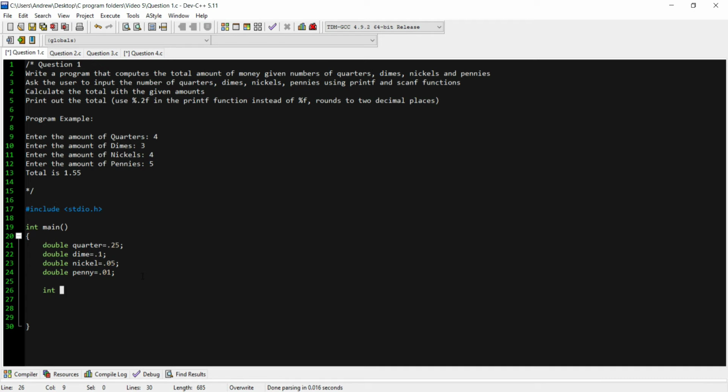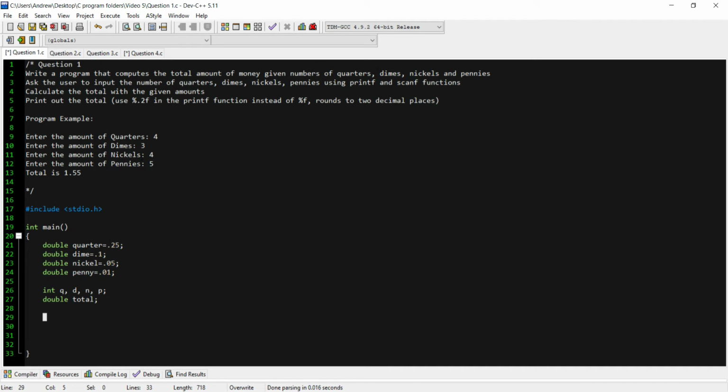So for here, q is going to be the integer for quarters. So when the user inputs it, it'd be 4. Remember, we're not assigning them any value because the user's going to be inputting them. d for the integer of dimes, n for the integer of nickels, and p for the integer of pennies. And here I will just declare the variable total. Total is a decimal number, so it needs to be of type double.